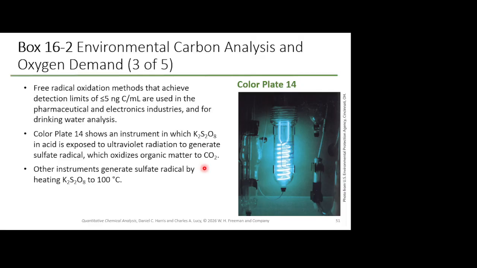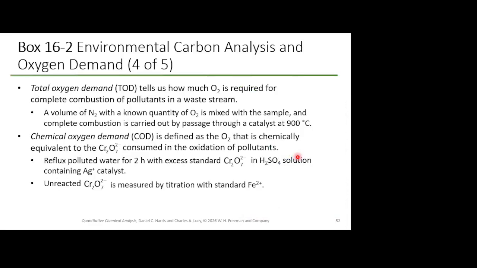Color plate 14 is going to be this one right here, an instrument in which the K2S2O8 in acid is exposed to ultraviolet radiation. This generates a sulfate radical. This will then oxidize the organic matter to CO2. So that's what you're actually seeing there. You can actually have other instruments generating sulfate radicals by heating the K2S2O8 to 100 degrees Celsius. But then you're at 100 degrees Celsius.